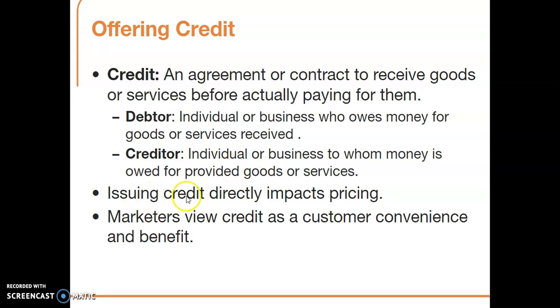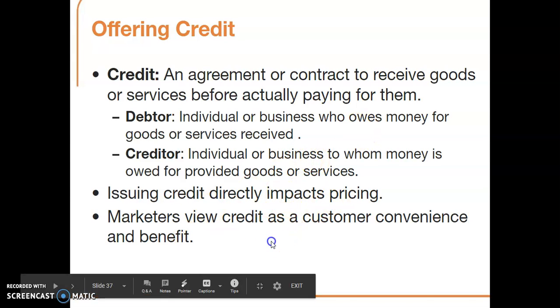Issuing credit directly is going to impact pricing. In the past two sections, we've talked about how to go about setting prices, but if we decide to offer credit, it is going to impact that. So it's something to take into consideration, despite the fact that it's a cost, because it can be a customer convenience and benefit that could potentially increase sales. So you need to weigh the benefits as well as the risks associated with extending credit.